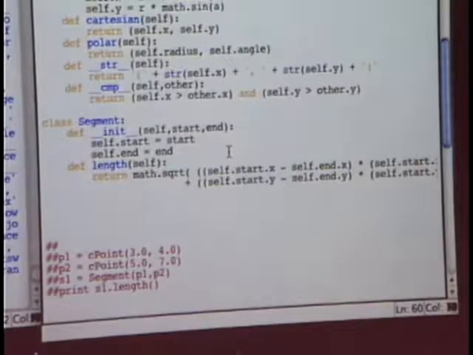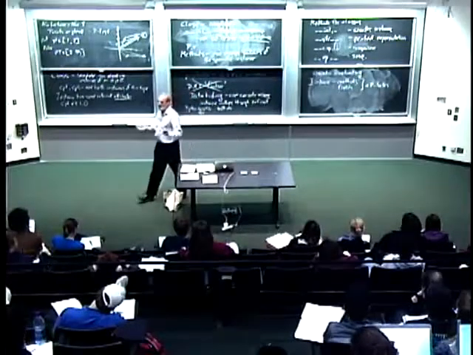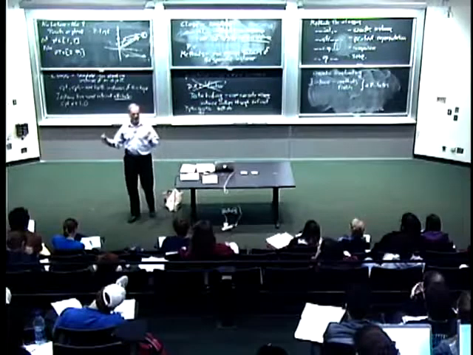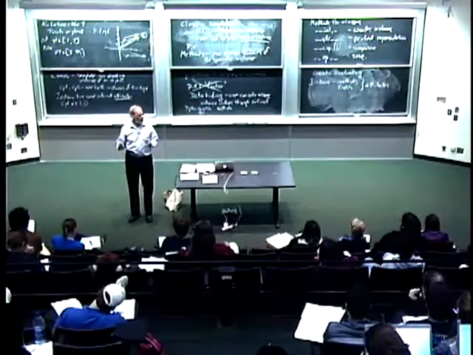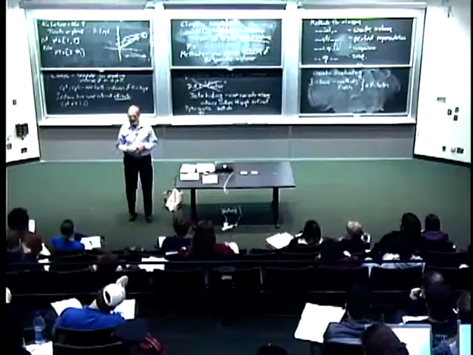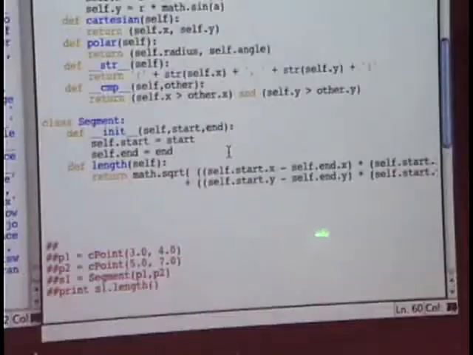Okay, what's the geometry say? The length of a line segment. Well, it's Pythagoras, right? I take the difference in the x values squared, the difference in the y values squared, add them up, take the square root of that. And notice what this says to do.